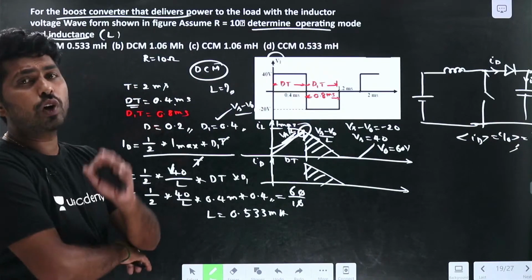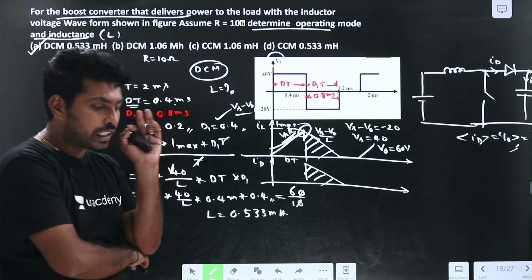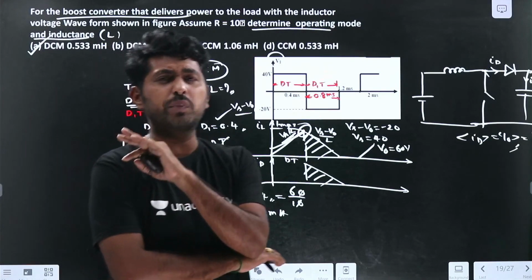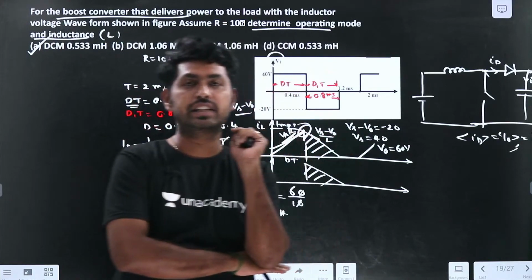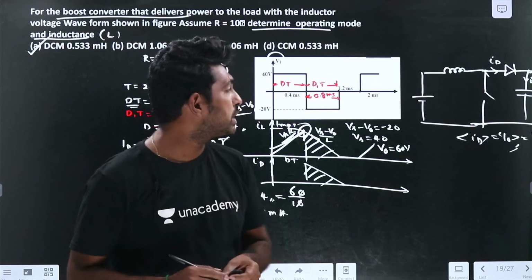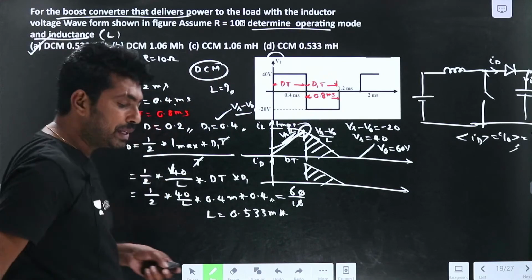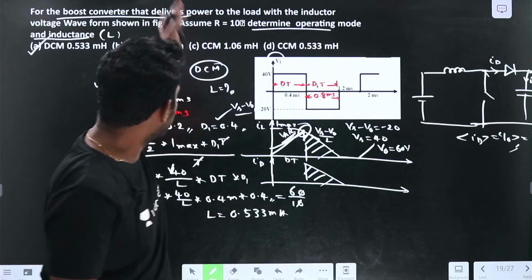So this is how we will solve the problem. We just use the basic concepts. That's why you need to remember the procedure. No need to memorize any of the formulas of the discontinuous conduction mode. If you know the basic concept, that is sufficient. So that is how to find the L value here.